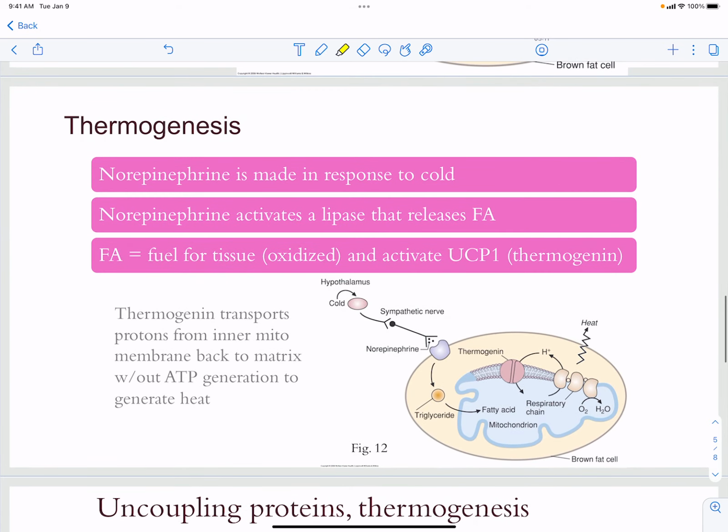Now, norepinephrine is going to be made in response to cold, and this is going to activate a lipase that releases fatty acids. Fatty acids, of course, are going to be able to be oxidized. It's a fuel. And this is also going to activate thermogenin. And so, again, thermogenin in this case is going to act as an uncoupler and is going to help to transport the protons from that intermembrane space that were pumped by the electron transport chain back to the matrix without generating ATP. But in this case, you're wanting to generate heat.